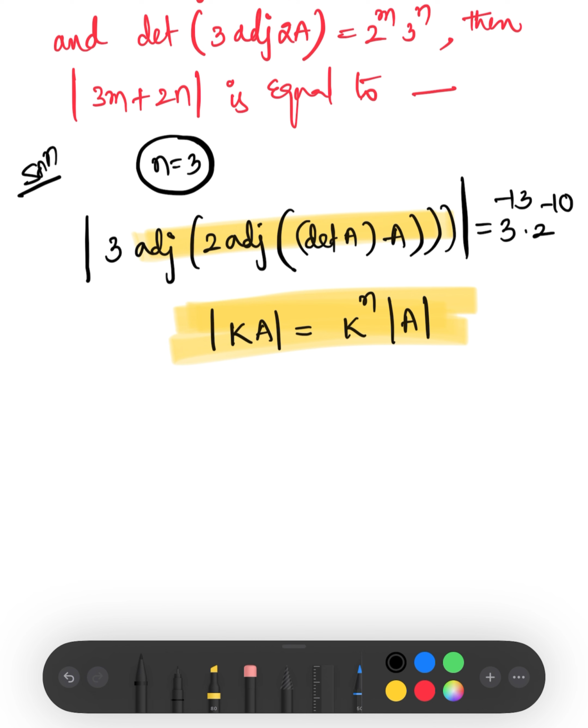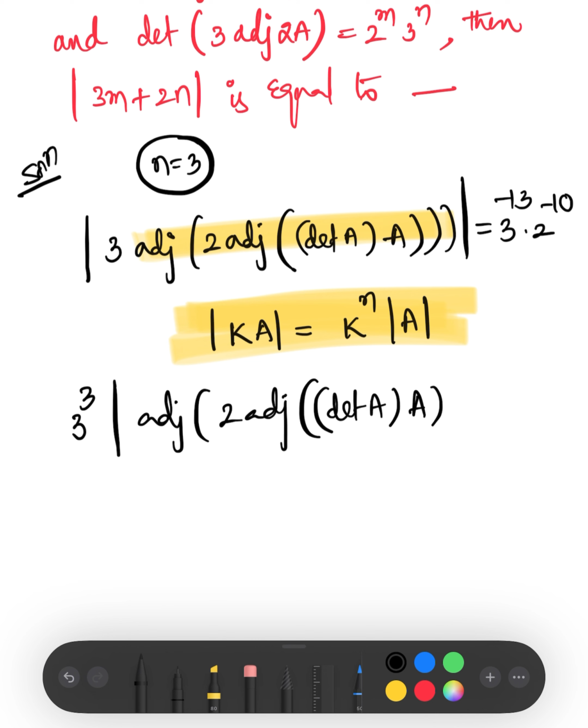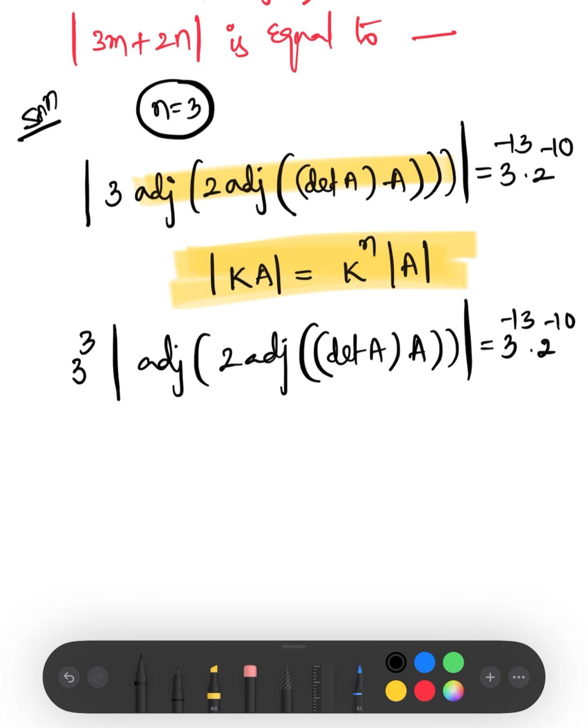3 power n. What is n here? 3. So that is 3 cube det of adjoint of 2 times adjoint of det A into A equal to 3 power minus 13 into 2 power minus 10. Now again here next concept, this is determinant of adjoint A. Now determinant of adjoint A. What is determinant of adjoint A?